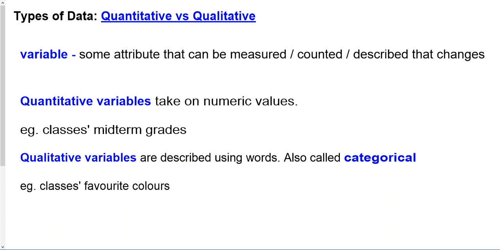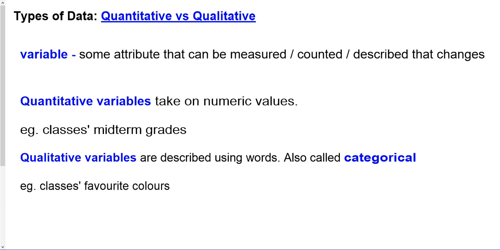So, types of data. Quantitative versus qualitative. And as we talk about data, we are going to use this term variable a lot. So variable is just some attribute of something that can be measured, counted, described, whatever. All of those things that we talked about in terms of data apply equally well to a variable. And as long as it's something that can change about that object or thing that we are investigating, we can call it a variable.